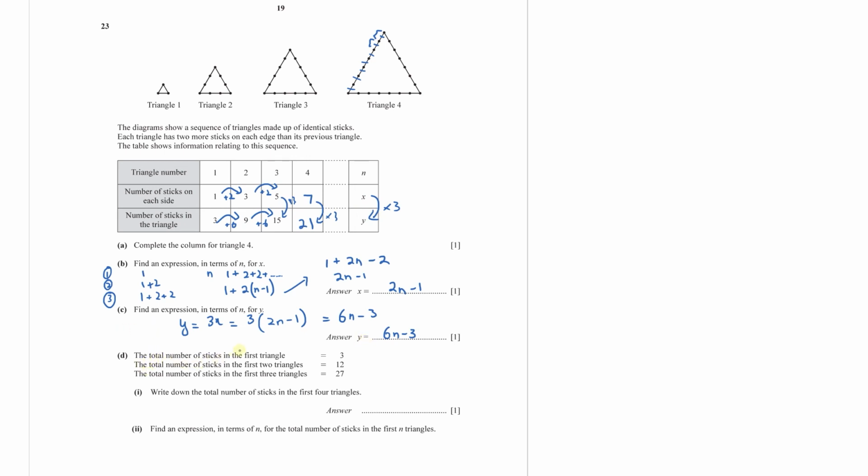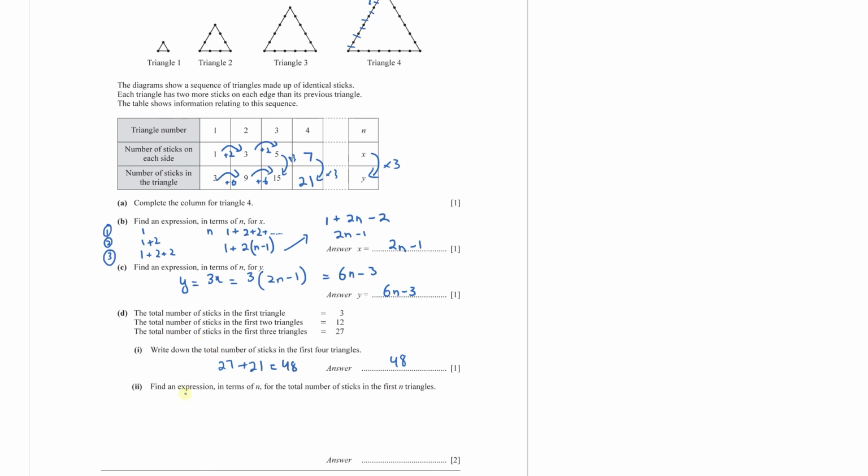Part D: the total number of sticks in the first triangle is 3. Sticks in the first two triangles are 12. First three triangles are 27. Write down the total number of sticks in the first four triangles. You know that for the first three triangles, the total number of sticks is 27. Then if you add the number of sticks in the fourth triangle, which is 21, you get 48. So you had 27 sticks in the first three triangles in total, and then you added the sticks in the fourth triangle to get the number of sticks in the first four triangles, which is 48.